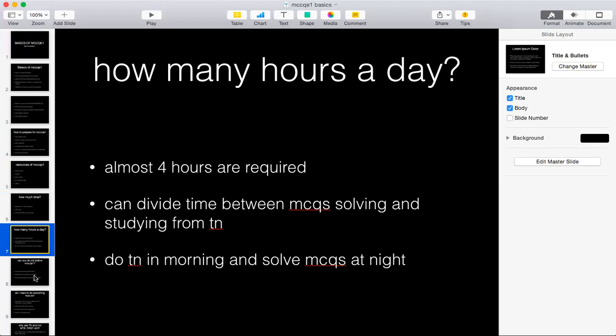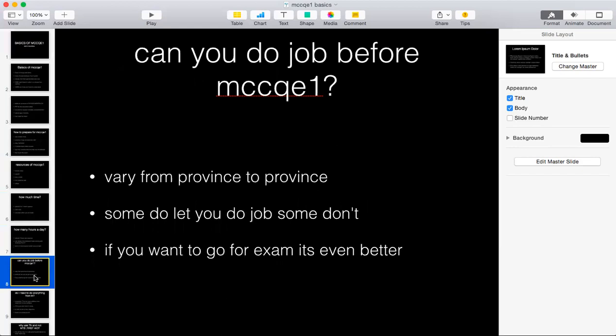It's very, very important. Now coming to the next: can you do a job before MCCQE1? Definitely, there are some provinces that give you a job without MCCQE1, but it varies by province. Some do need your test before you can do the job, especially in healthcare. Some let you do a job and some don't. If you want to do the exam, it's even better. If you don't take the exam and you want to work, you will not be able to give sufficient time to QE1 and you will keep lagging behind. Just give the exam, get it over with, and then start the job. This is also a very good way.